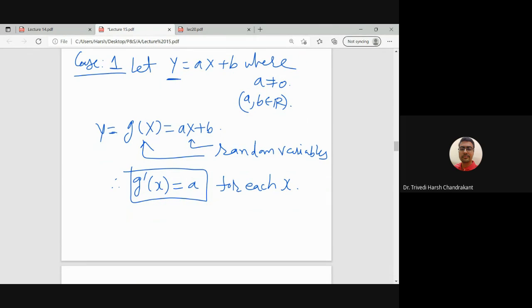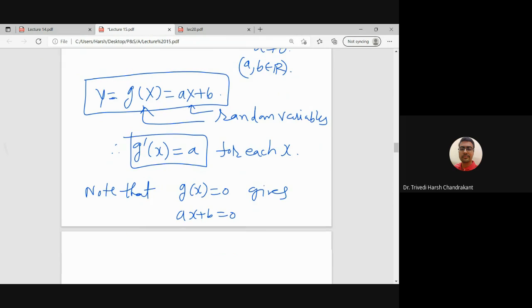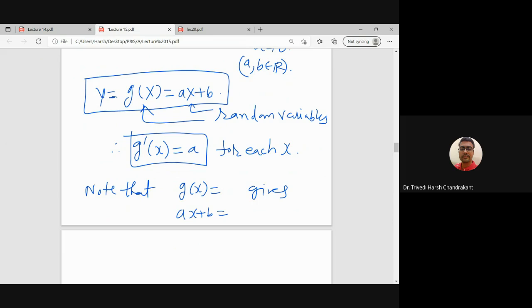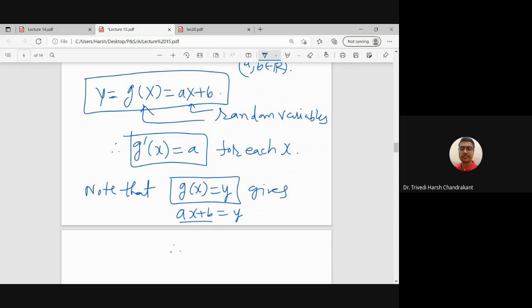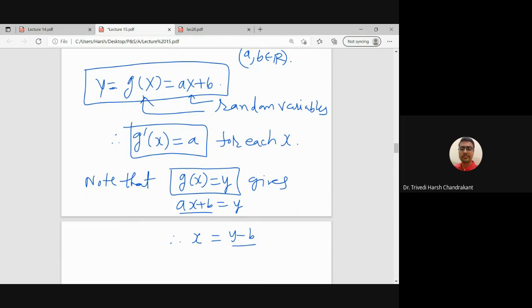In this case, what are the roots we get here? We need to find the roots of the equation g(x) equals y. So g(x), which is ax plus b, equals y. We need to find all possible x such that g(x) equals y. In this case it is easy because it is a linear equation, so we can derive x in terms of y. We get y minus b, and since a is non-zero, which is the reason we take a non-zero, we get this divided by a.